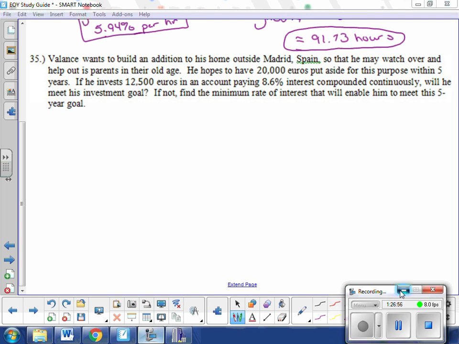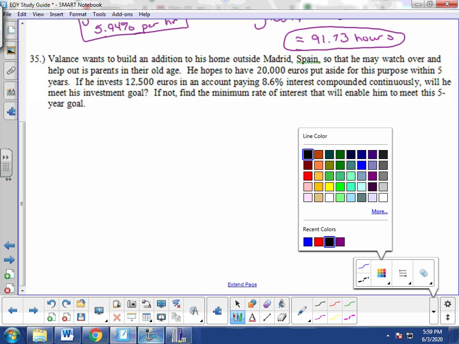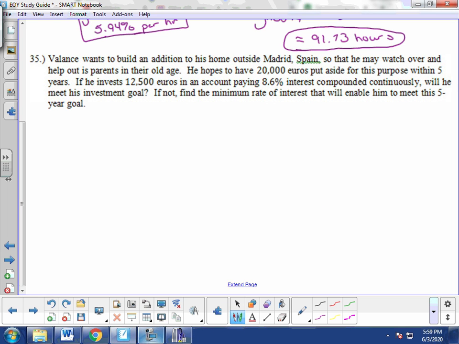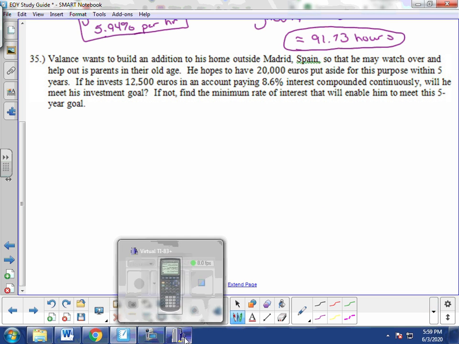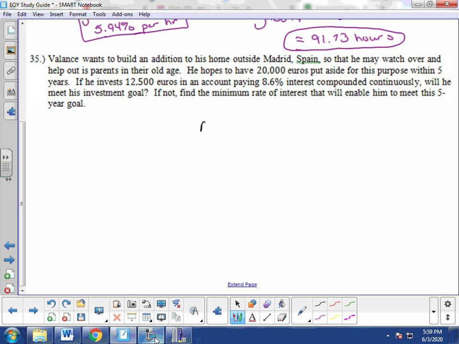So we've got another interest equation here, but this time it is interest that is compounded continuously. So our equation for interest that compounds continuously is a little bit different. The amount that we're looking for is equal to the principal times e to the RT power. So this is any time that it's compounded continuously, so that word is key there.